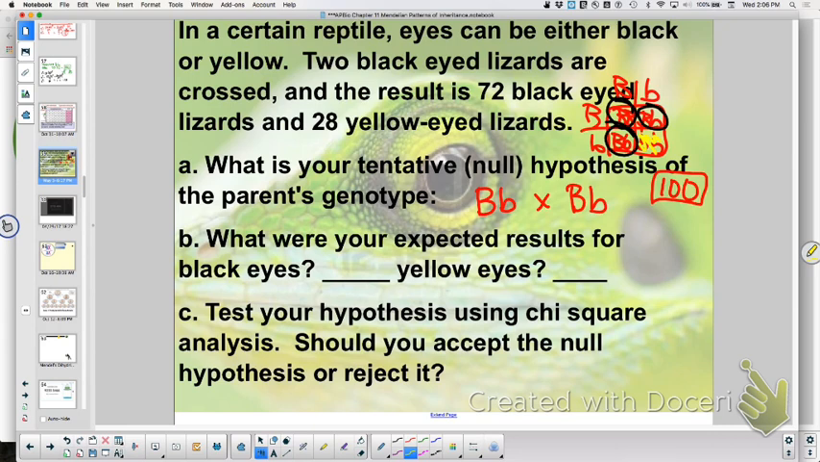Do you agree? Okay, so I would expect three-fourths of their 100 children to have what color eyes? Black. So that would be what number here? And how many yellow? Okay, do your chi-square test. I'm sure you can from here on out.